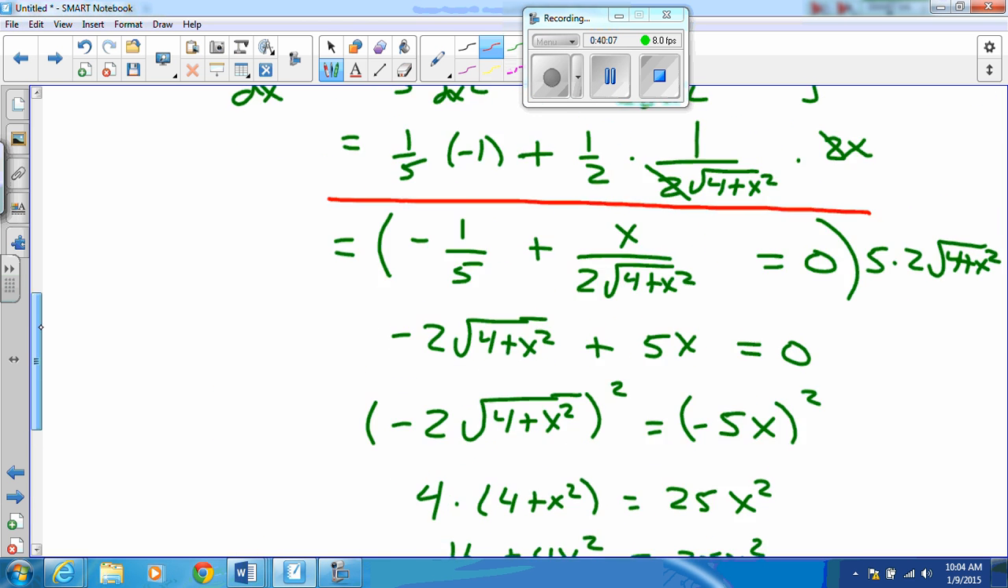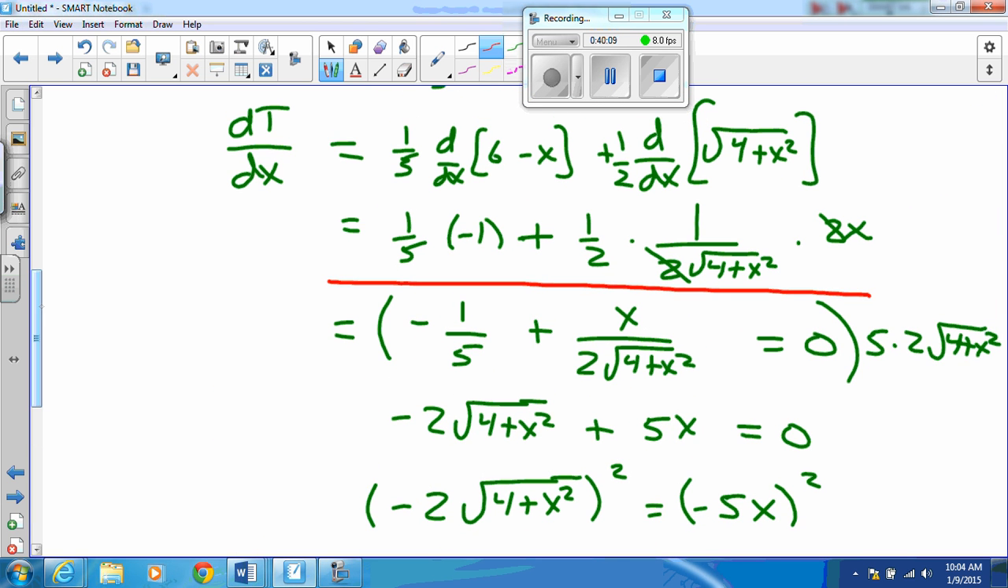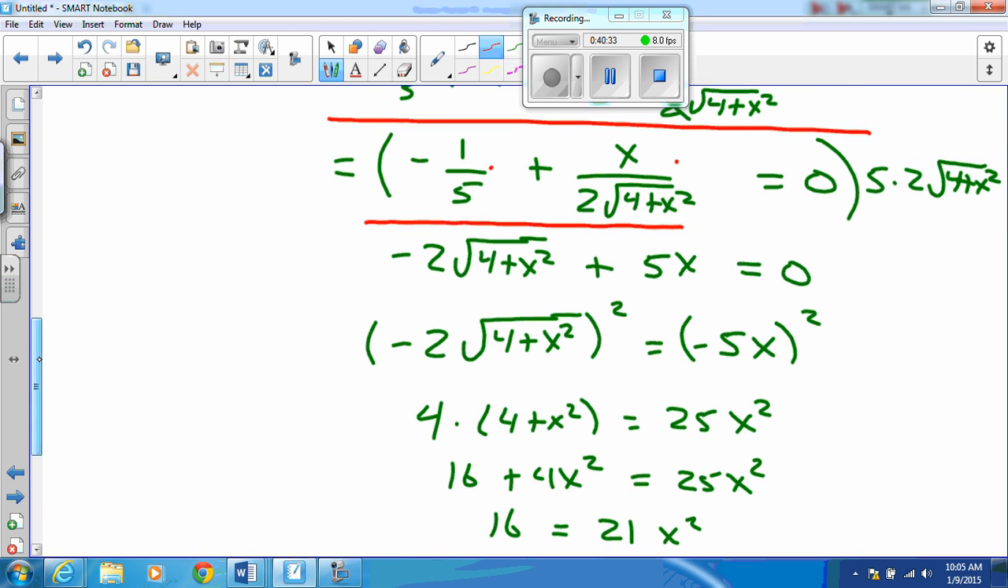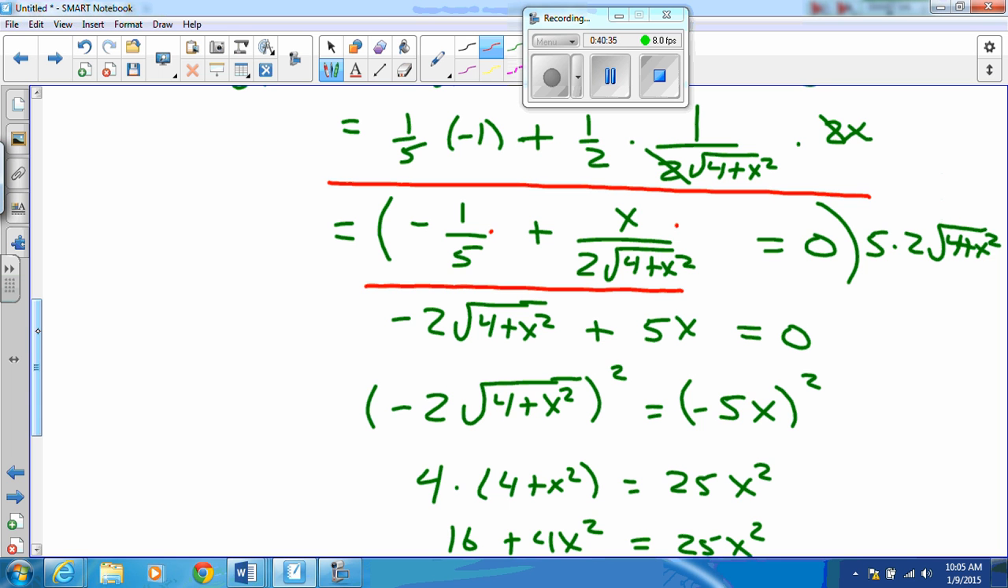I kind of like 0 as a value that is less than root 16 over 21. When I look at the derivative right here, if I plug in 0, it's pretty obvious I'm going to get negative 1/5 plus 0, or a negative value. My derivative is negative to here. And then I'll plug in a value that is greater than root 16 over 21. Let's try 1.